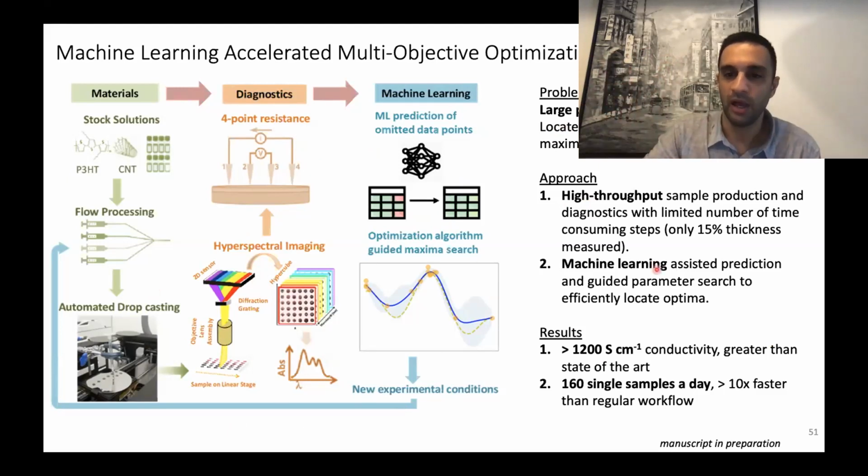Right. We only measure 15% of the thickness, which is why the speed of the experiments is faster. We can measure something like 160 samples per day, which is 10 times faster than the regular workflow. And we get state-of-the-art electrical conductivity in these samples. And something that people have taken 8 to 10 years to measure, we could basically do all of this in about 3 months or so.